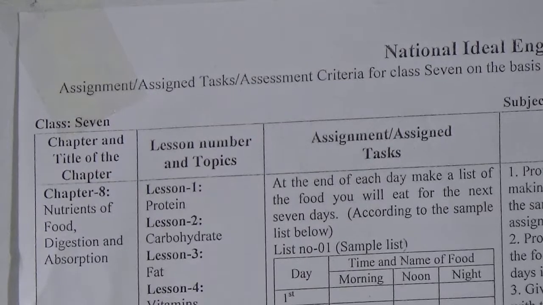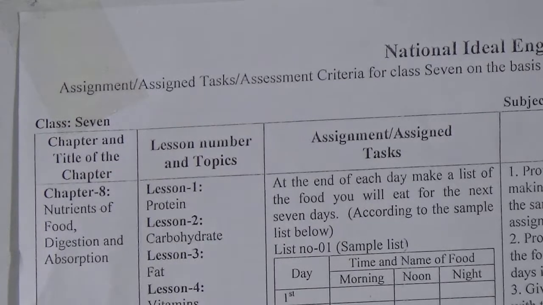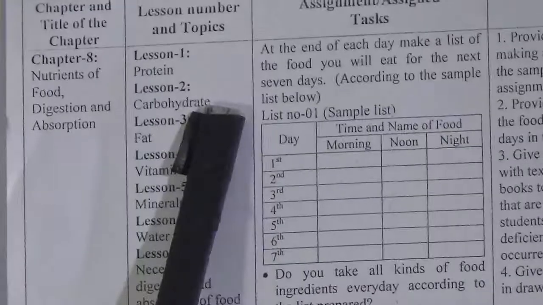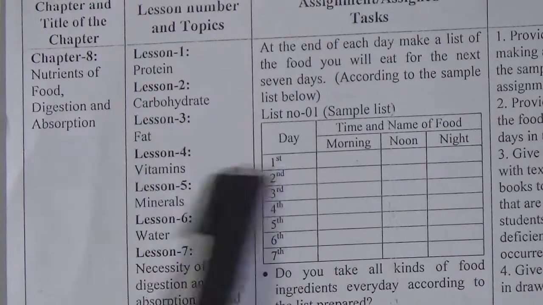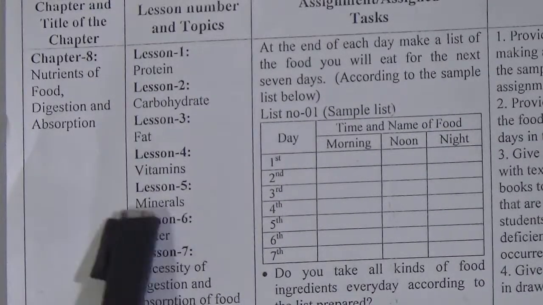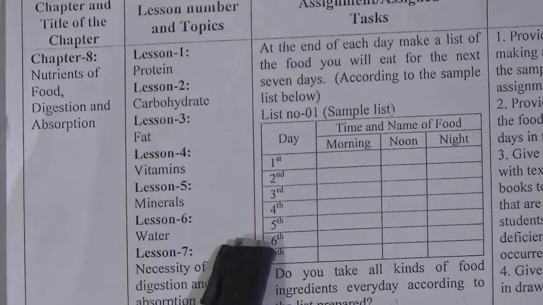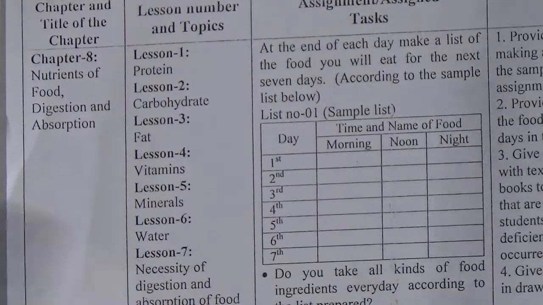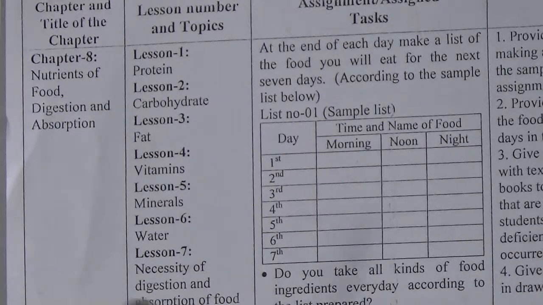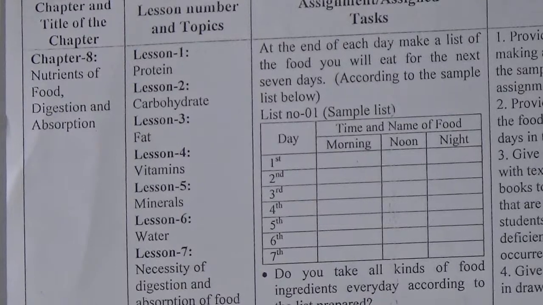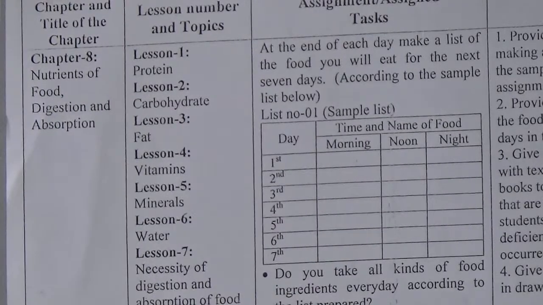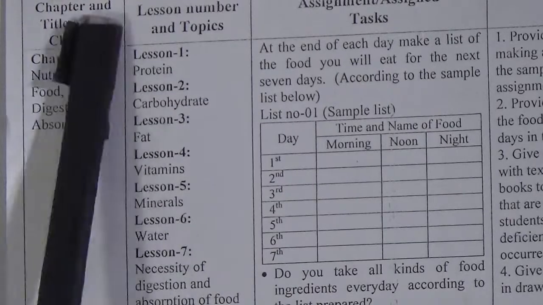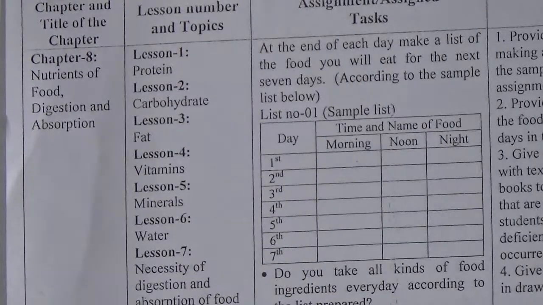And now the required lessons, lesson numbers and topics. Lesson 1 protein, lesson 2 carbohydrate, lesson 3 fat, lesson 4 vitamins, lesson 5 minerals, lesson 6 water, lesson 7 necessity of digestion and absorption of food. And students, you can get the idea from these lessons, from chapter 8, these 7 lessons.